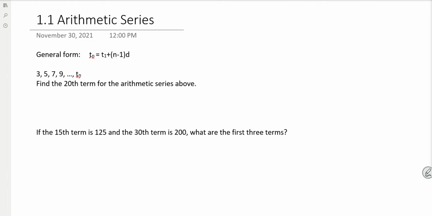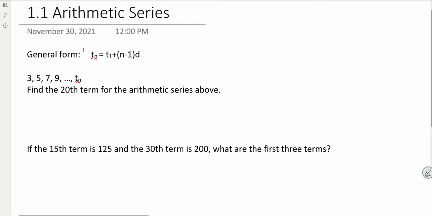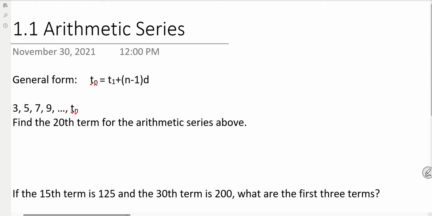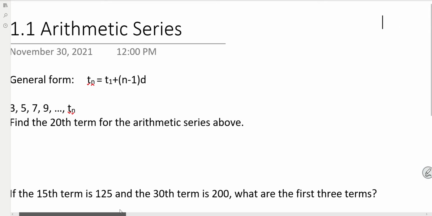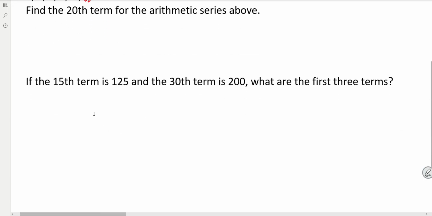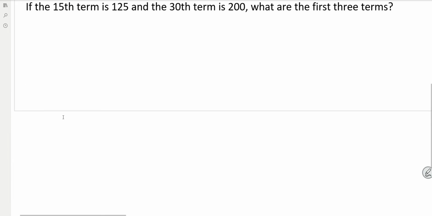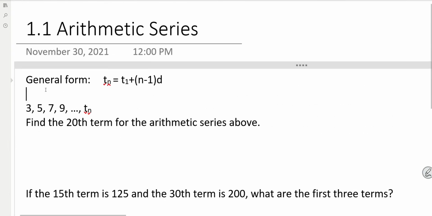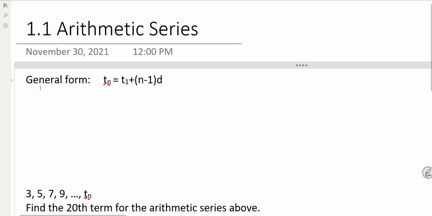So first of all, before we even get started, I'm giving you the general form, but where is that coming from? So let's take a look at an arithmetic series, which they're really easy to make. Let's make one above. Okay, they're really easy to make, so let's just quickly do that.